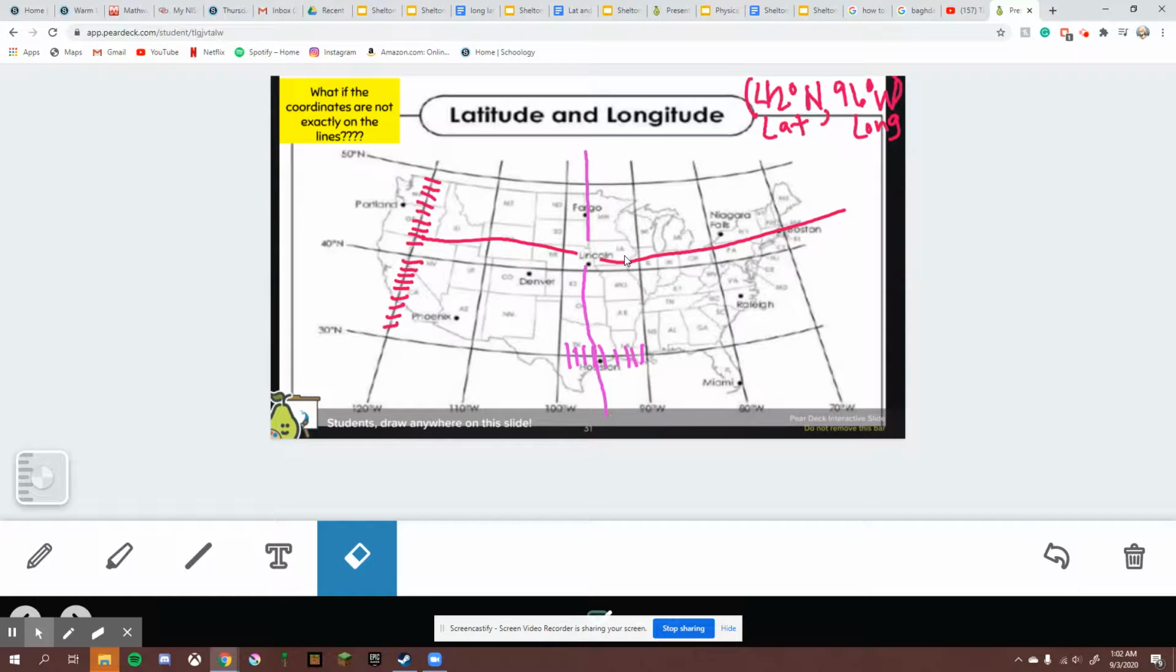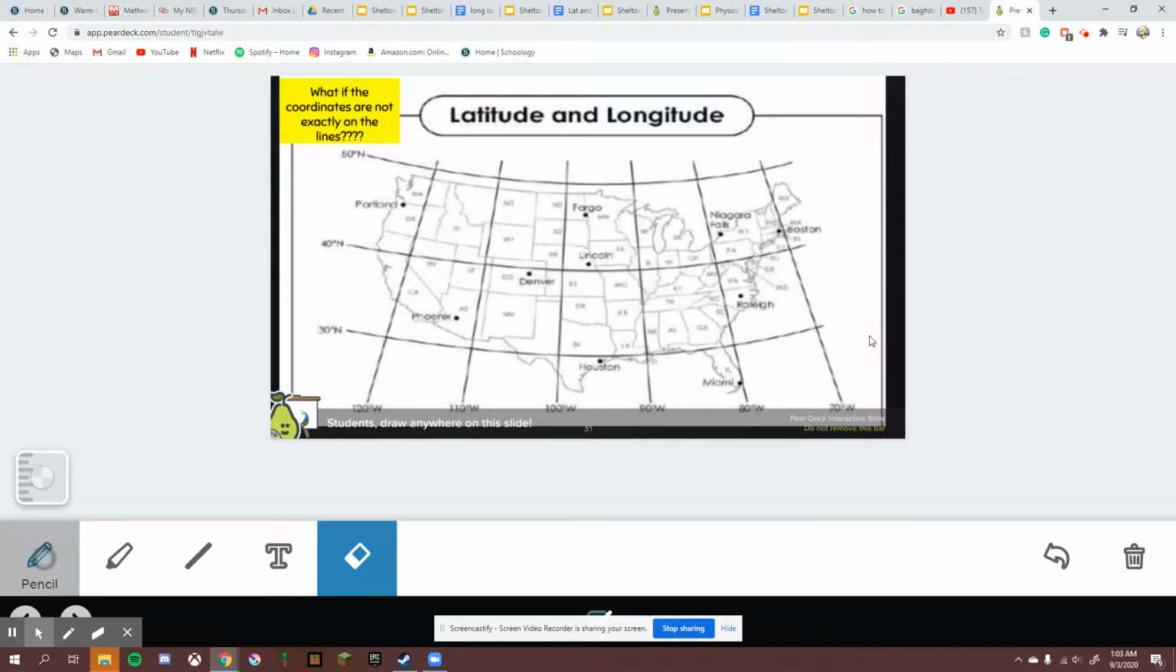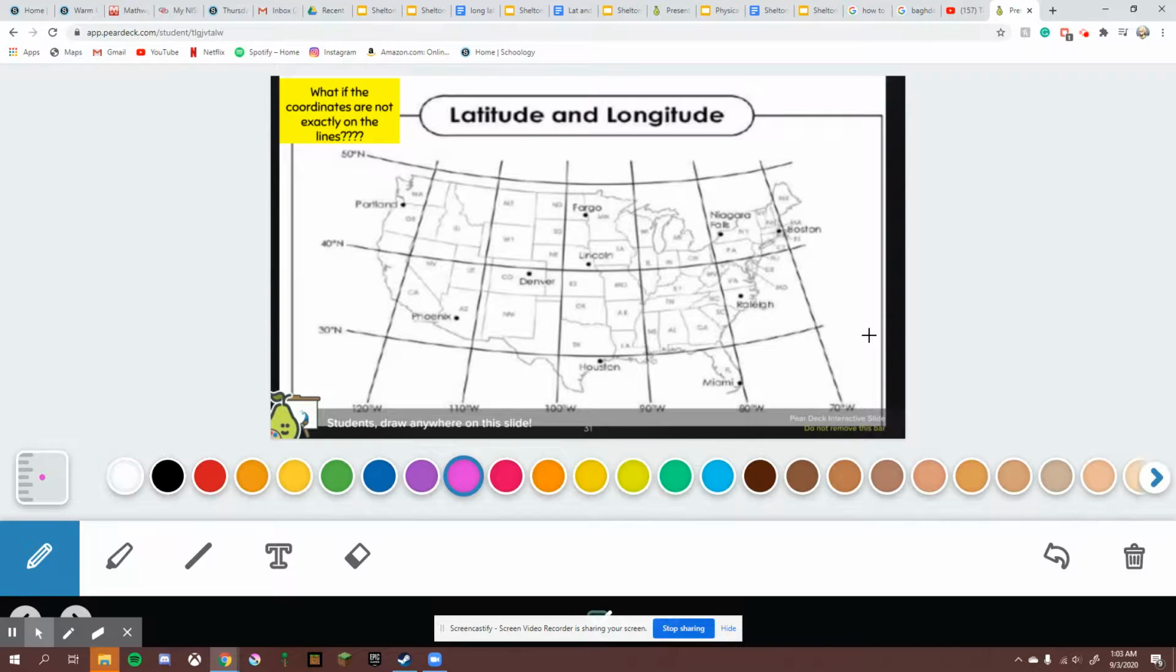Okay? So let's go back and we're going to take all of this off so that we can see it. Let's do one more example. Let's see if we can figure out where, let's do Houston. Okay, so here's Houston, right? So this is the dot for Houston right here. So let me get my pen back. We're going to do it in hot pink. Okay, so here's Houston. All right, so let's see if we can figure out exactly where Houston is.